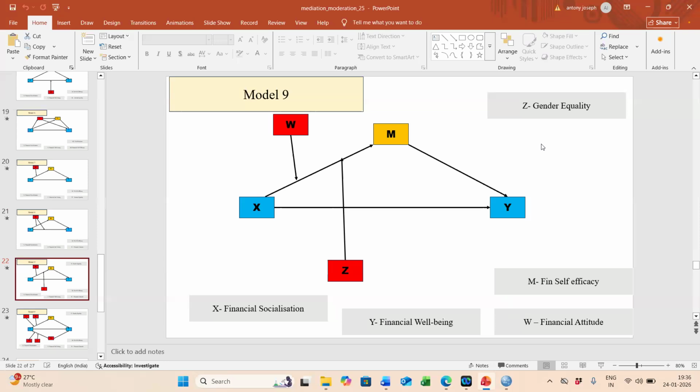I hope you have drawn it. If this diagram is with you, you will be able to understand what I am actually telling.